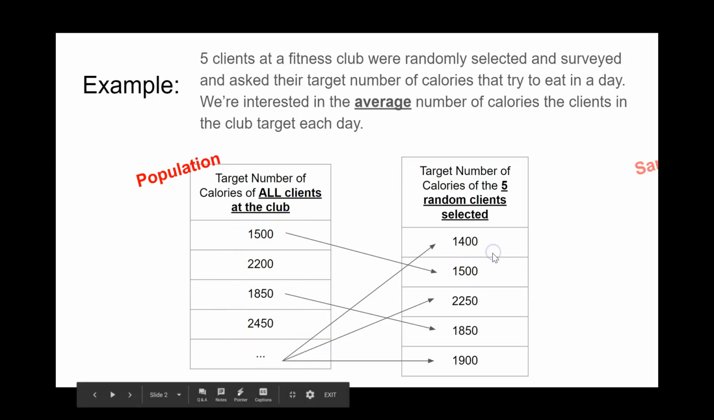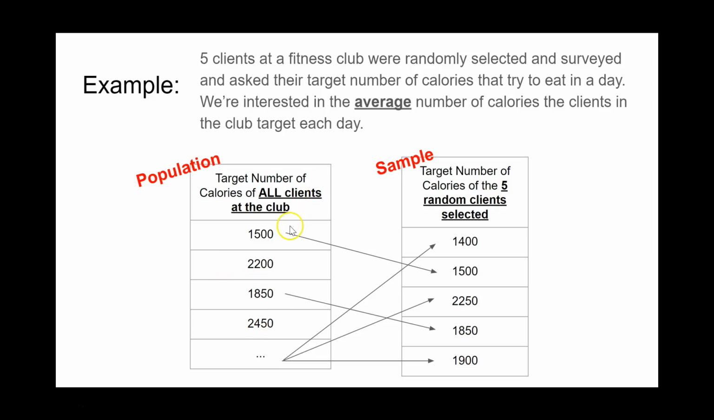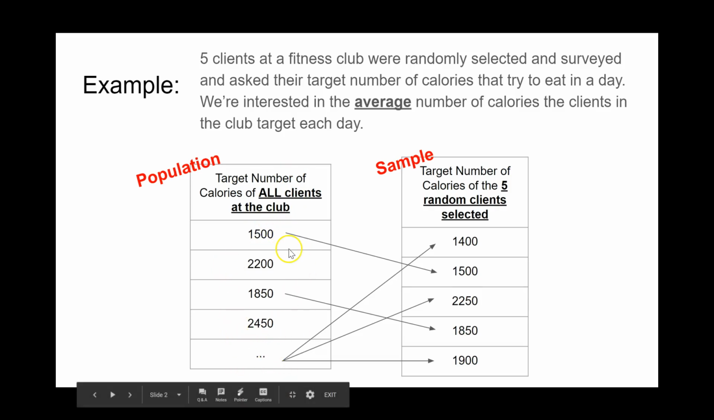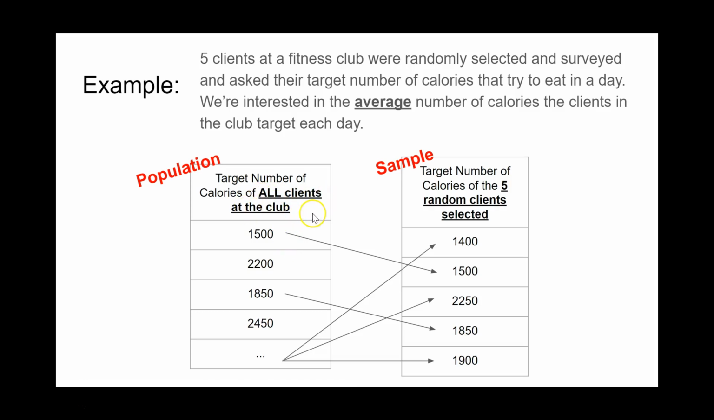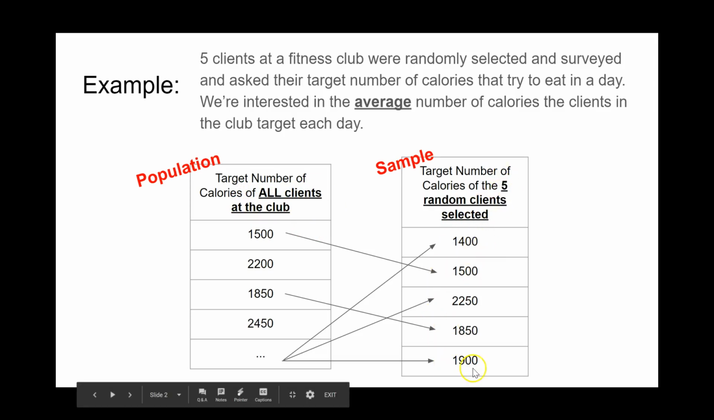And then also on the right side, we have our sample, since it's only some of the entire population. Now, one thing about this is, even though we have these lists, sometimes when we refer to the population, we're not only just referring to the measurements themselves or the values themselves, but sometimes we just refer to all the clients at the club, and we'll say this is our population. And it is fine to do that. Same thing with sample. This is our sample, which is all of the values that we randomly selected, or we can just refer to our sample as the 5 random clients selected.